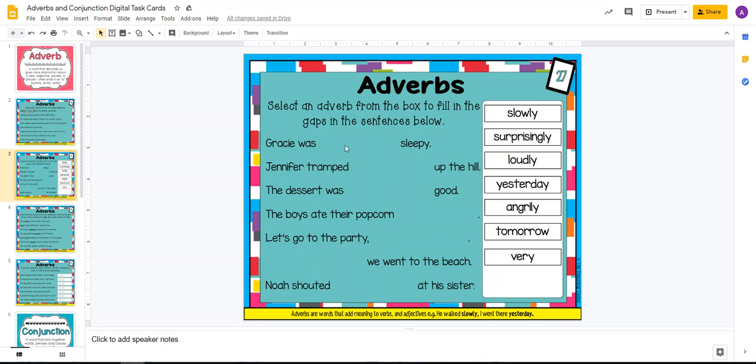So let's look at this first sentence and we'll drag it. Gracie was blank sleepy. Gracie was slowly sleepy? No, that couldn't be it. So let's look through all these words. Ooh, maybe very, because it's telling me how sleepy Gracie was. So the adverb is connected to the word sleepy. So you're just going to take that and drag it for each one of these sentences.